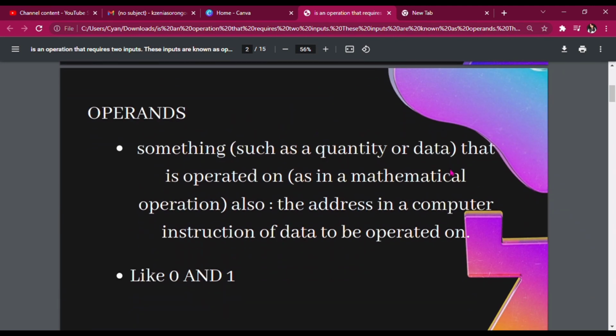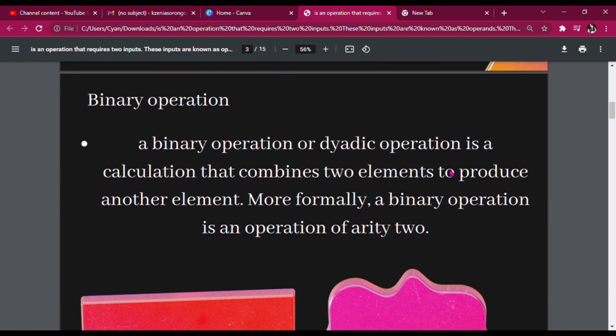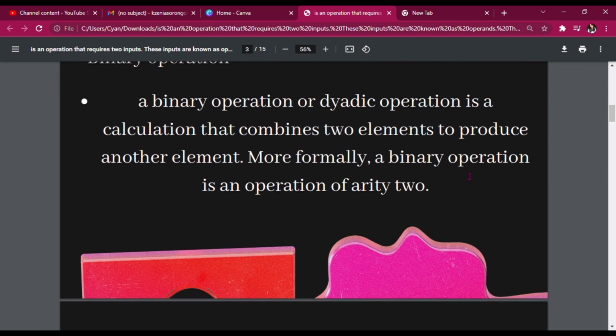What is an operand? It is something such as a quantity or data that is operated on in a mathematical operation. Also, it is the address in a computer instruction of data to be operated on, like 0 and 1. A binary operation, or dyadic operation, is a calculation that combines two elements to produce another element. More formally, a binary operation is an operation of arity 2.